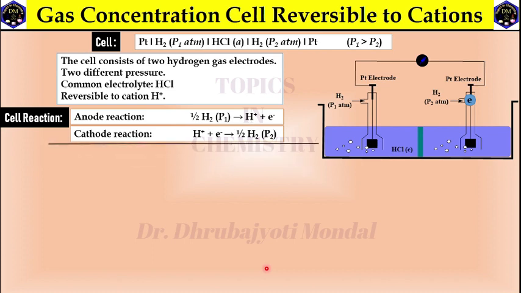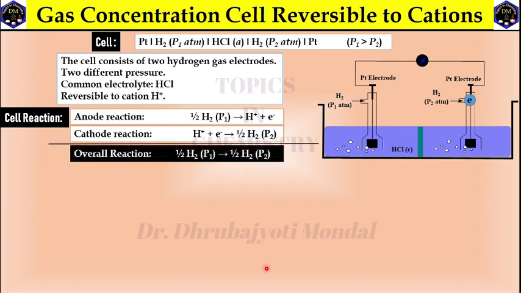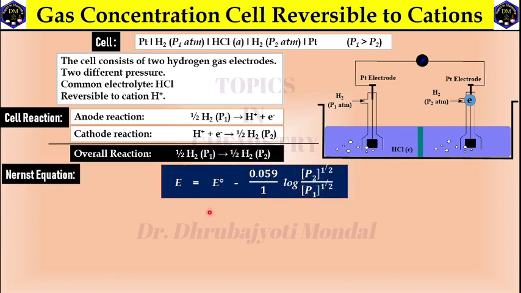Now, what is the overall cell reaction here? Half H2 at P1 converts to half H2 at P2. Now you have to know the Nernst equation. You know that E is equal to E0 minus 0.059 log of the concentration of the product divided by the concentration of the reactant. So here the product is half H2, the pressure is P2, that's why P2 to the power half, divided by P1 to the power half.